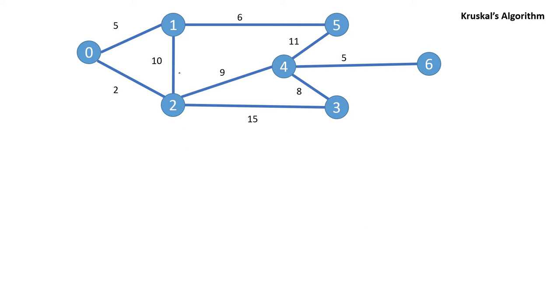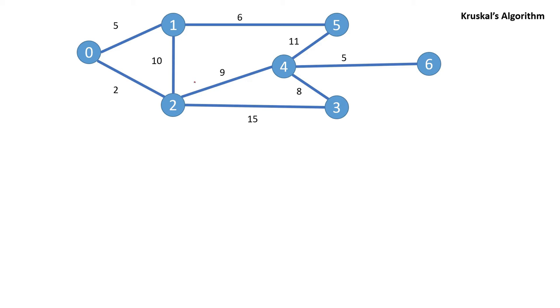Okay, so I have taken one graph to demonstrate with the example. It has 7 nodes, and it has several edges, 1, 2, 3, 4, 5, 6, 7, 8, 9. So now I have to find the minimum spanning tree of this graph. So minimum spanning tree is what? Where I can connect each and every node with minimum total sum of weights.